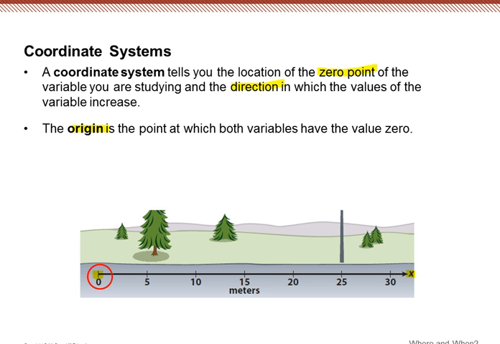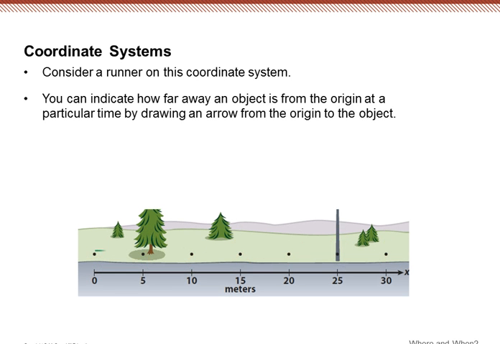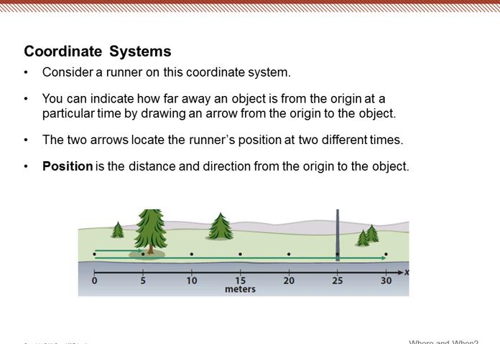So the variable has a value of 0 there, and we know it increases moving to the right because that's how this coordinate system is oriented. So let's consider a runner on this coordinate system, and you can indicate how far away the object is from the origin at a particular time by drawing an arrow.